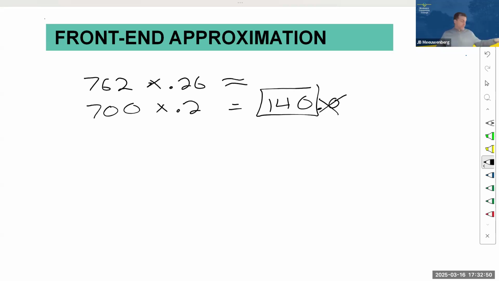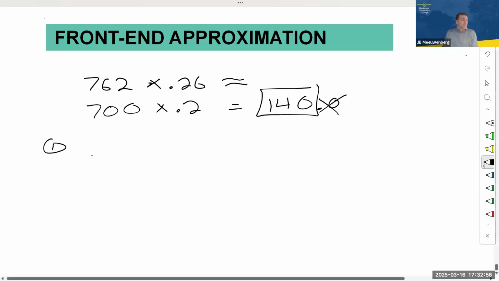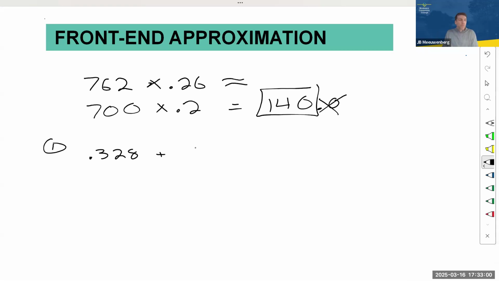So I'll just have you do a couple of those. Again, we've seen this strategy before, so go ahead and try using front-end approximation, 0.328 plus 0.511, and 2.6 divided by 0.53. I'll give you a moment to do that.